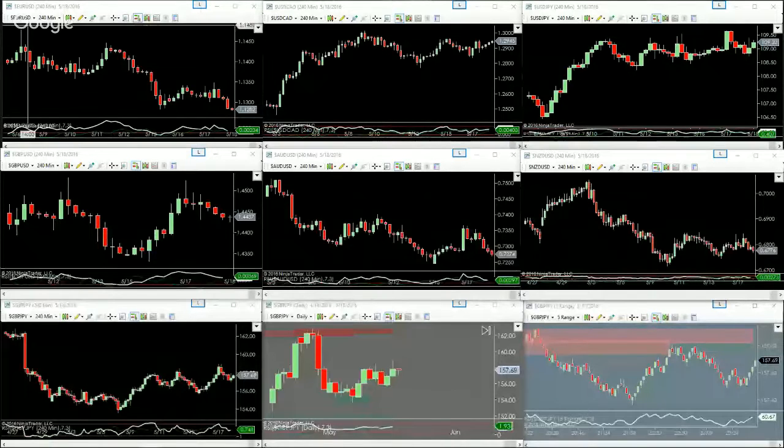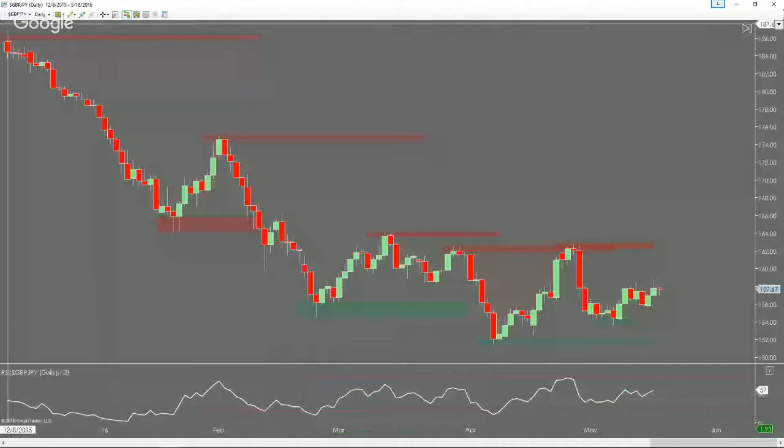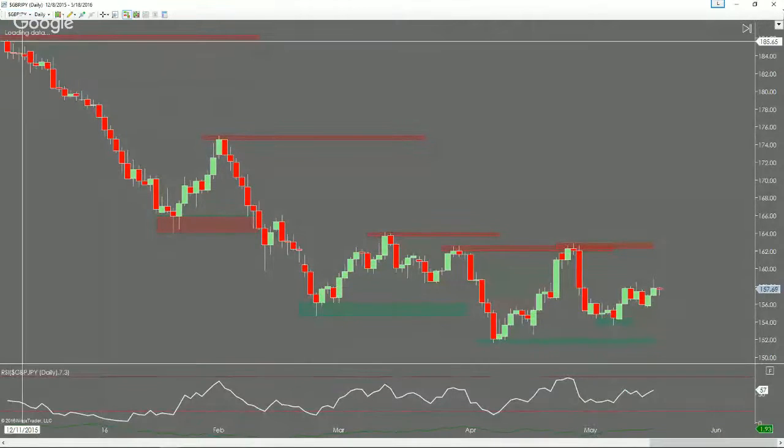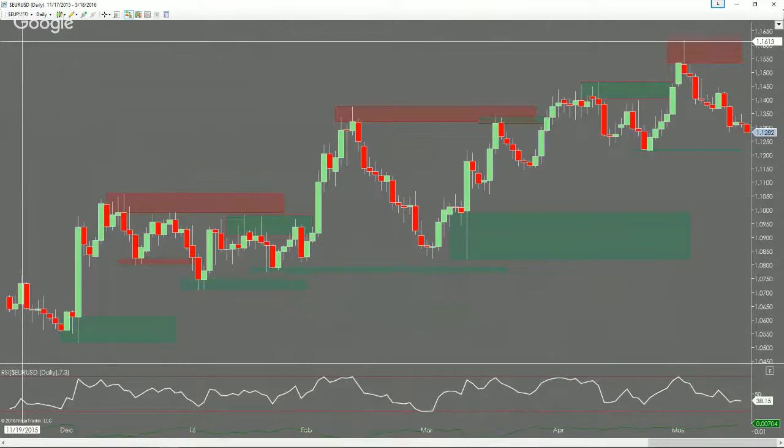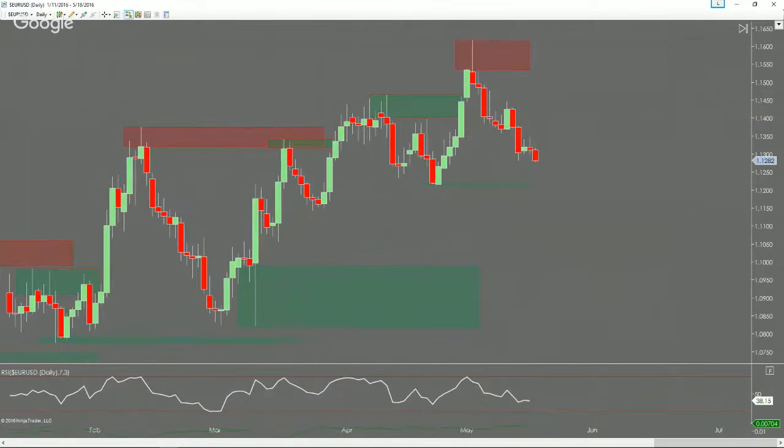All right, so let's go ahead and get started. Let's start with our daily chart of the euro dollar. What we're seeing is that price is stair-stepping up, making new highs and higher lows. Right now, price is near this previous support level, about the 112 even.